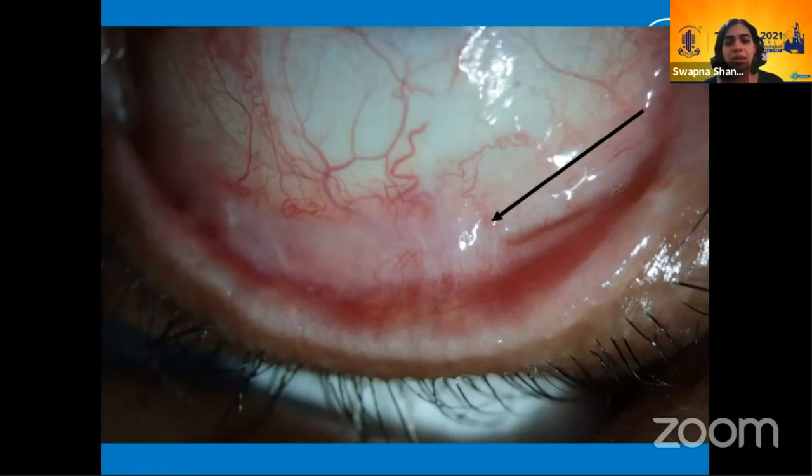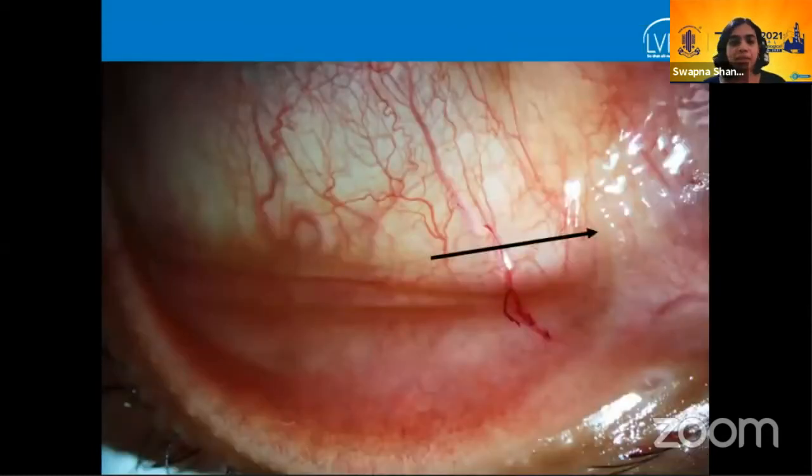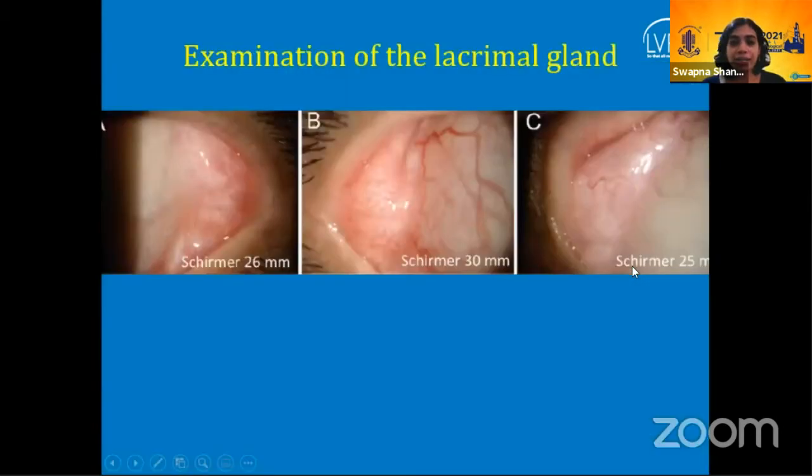But I always make it a point to examine the inferior fornix in all cases, so that when it is very subtle I can still pick it up. Sometimes it can be only limited to the medial area. And again, examining the lacrimal gland is something we do not do, which is a bit not intuitive, because these are all cases of dry eye, and they're all because of some lacrimal gland pathology.